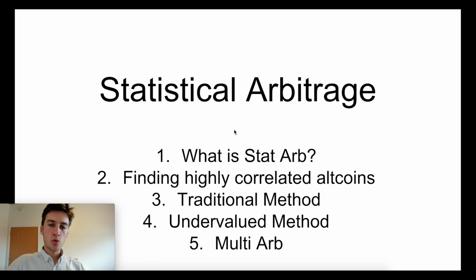In today's video, we are going to be talking about statistical arbitrage. This is a type of arbitrage that is much simpler to use and simpler in theory as well than other arbitrage strategies that I've talked about, such as triangular or looking for coins trading at parity. So what we're going to be looking at today is what is statistical arbitrage and an intro to that. What tools can we use to find highly correlated altcoins? And what are the three methods that we can use to trade these highly correlated altcoins?